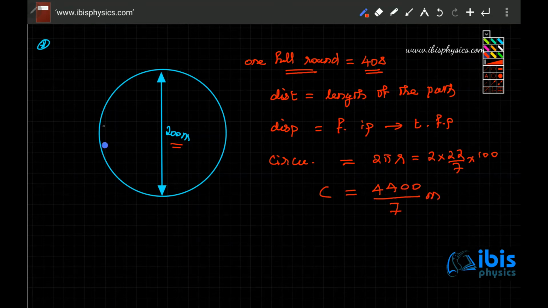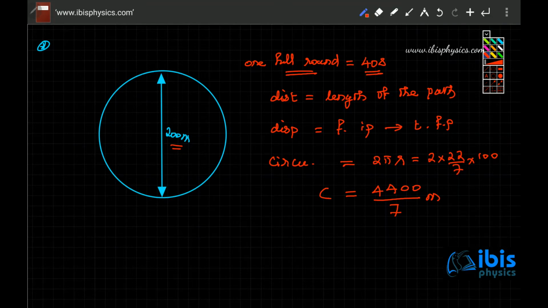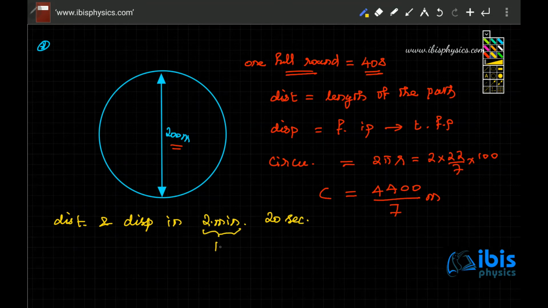If he makes one full round, the distance traveled is 4400 by 7 meters, and the displacement is 0, because for every full round he comes back to the same position. Okay, so what is the total distance and displacement in 2 minutes 20 seconds? 2 minutes means 2 into 60 seconds, 120 plus 20 seconds, so in total 140 seconds.